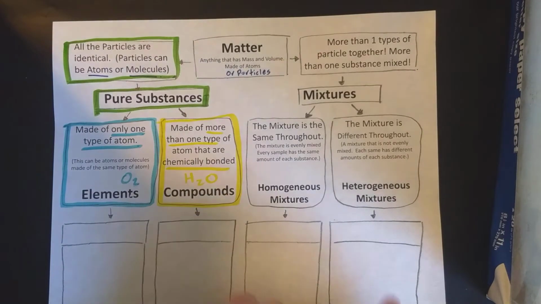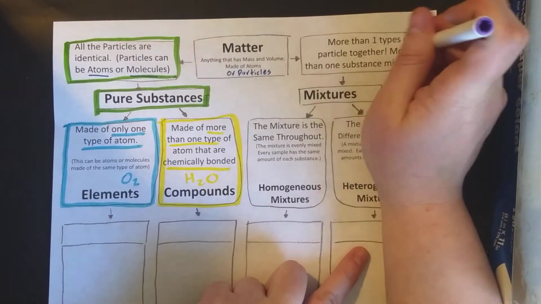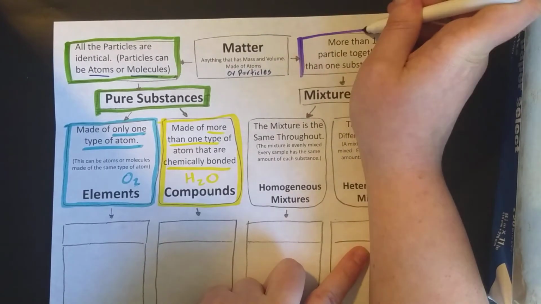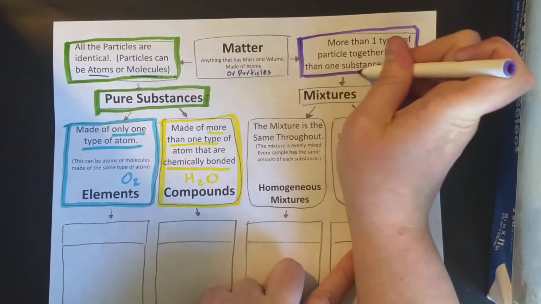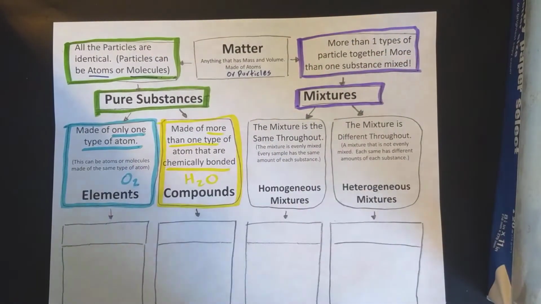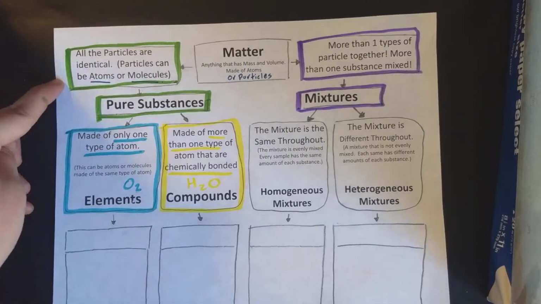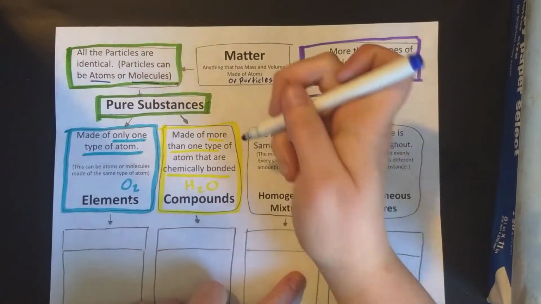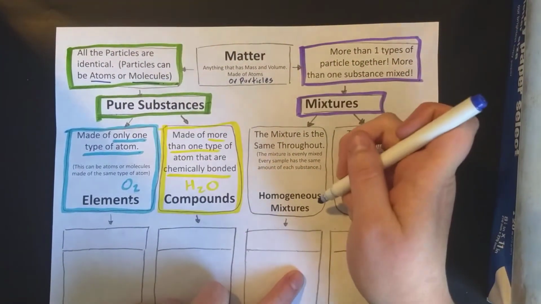Okay, so mixtures are more than one type of particle together, more than one substance mixed. Okay, so they're mixed together. So here we had one type of particle, here we have more than one type of particle to make a mixture. Okay, now the first type of mixture is called a homogeneous mixture.